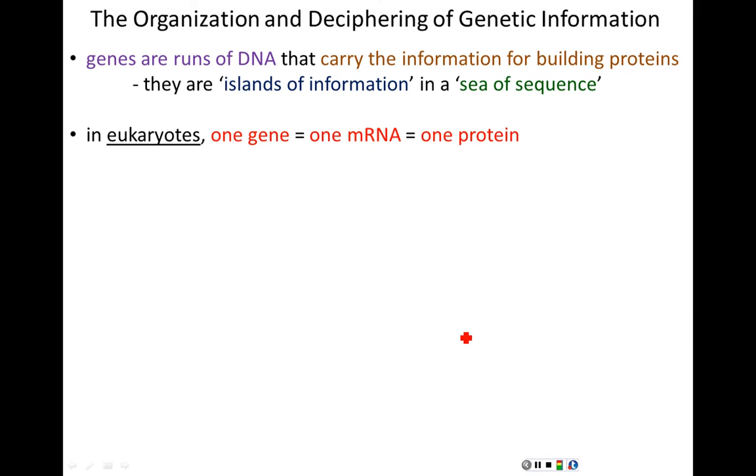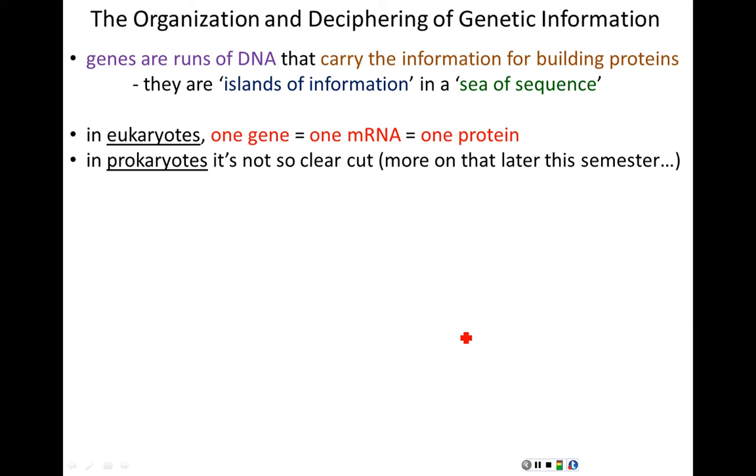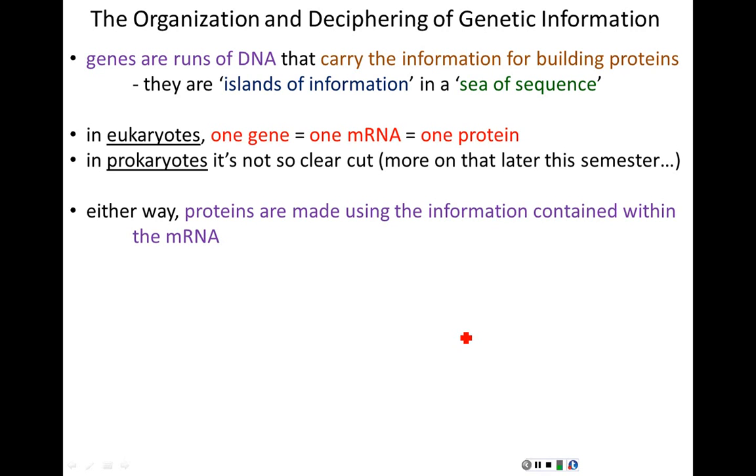In eukaryotes, one gene is copied into one messenger RNA and one protein is made from that. In prokaryotes, it's a little bit different. You can make many proteins from a single gene in prokaryotes, and we'll talk about that in 2 lectures. We'll leave that there for now.